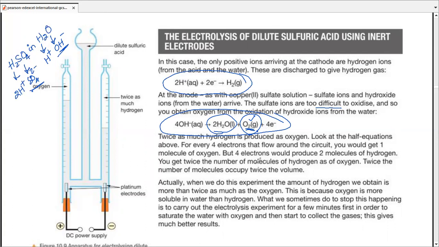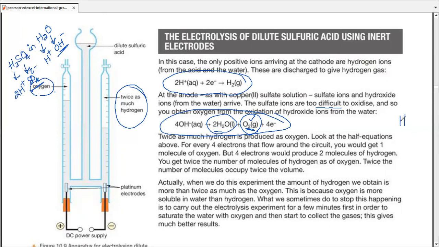All right. Now, one thing that you're going to notice in the diagram, which is different from the previous diagrams, is that you'd notice twice as much hydrogen as oxygen. Now, in case when both the gases are produced, this really depends upon the formula. Look at the half equations above. For every 2 electrons that give us a hydrogen molecule, there are 4 released from the hydroxide ions, right? So 4 electrons would produce 2 molecules of hydrogen. You get twice the number of molecules of hydrogen as of oxygen.